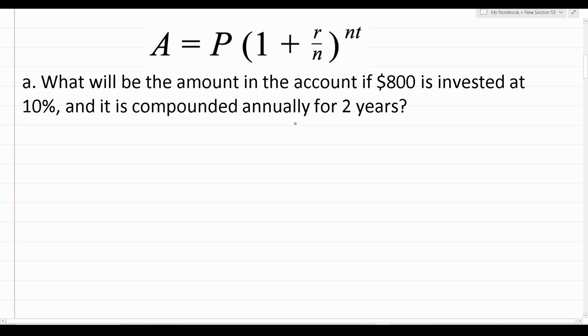So when you have a problem involving compound interest, the very first thing you want to do is simply copy that formula down onto your scratch paper. So that's what I'm going to do here. We have A equals P times 1 plus r over n raised to the n times t power.